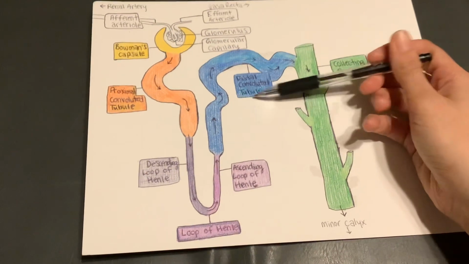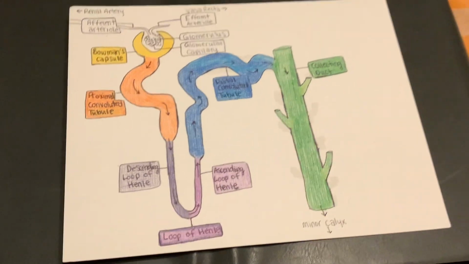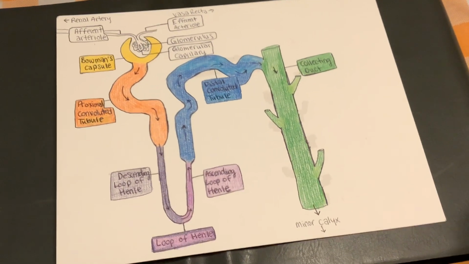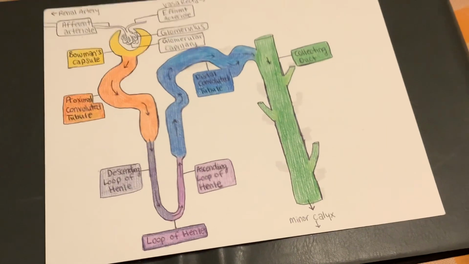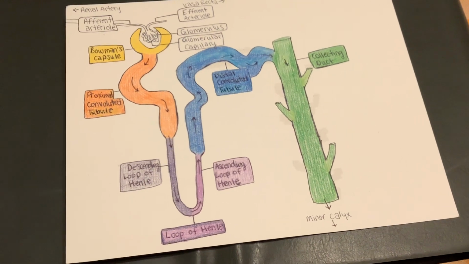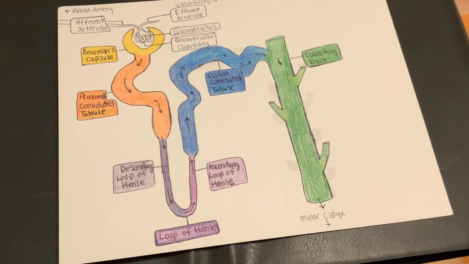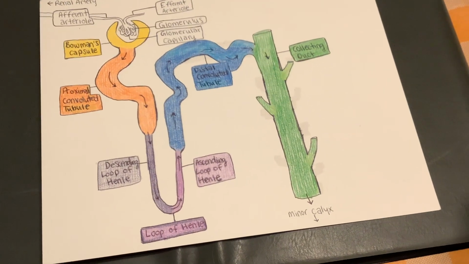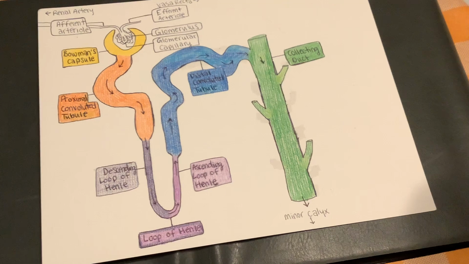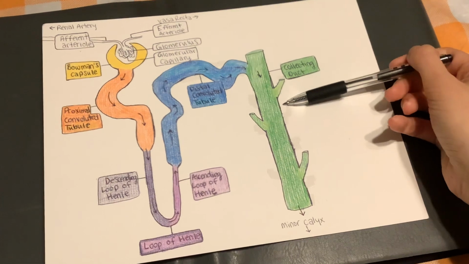All right, if we continue on, the distal convoluted tubule here in the blue, that is where we will see reabsorption of, again, sodium chloride, potassium, calcium, magnesium, and bicarbonate, and then secretion of hydrogen ions, potassium, and ammonium. And the potassium and sodium chloride transport is actually done through an active transport pump. And then it will continue on down to the collecting duct.